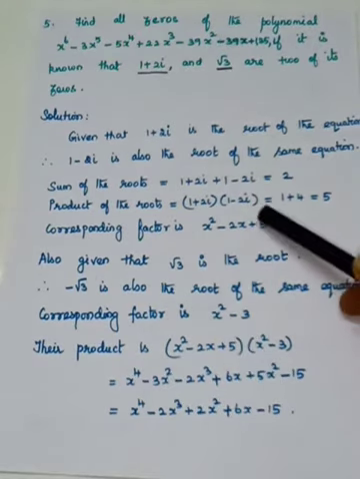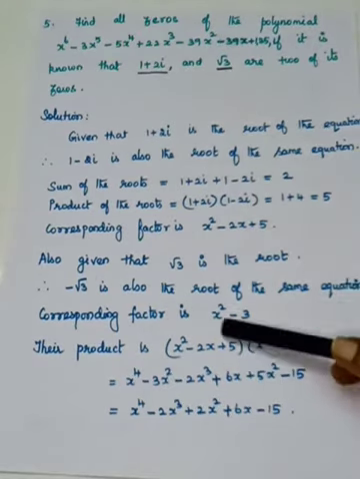Okay, so next you have to take the product of these two factors. While taking the product, you see that you are getting a factor of degree 4. So x squared into x squared is x power 4. X squared into minus 3 is minus 3x squared. Minus 2x into x squared is minus 2x cubed. Minus 2x into minus 3 is plus 6x. And 5 into x squared is 5x squared. And 5 into minus 3 is minus 15. So it's a factor of degree 4.